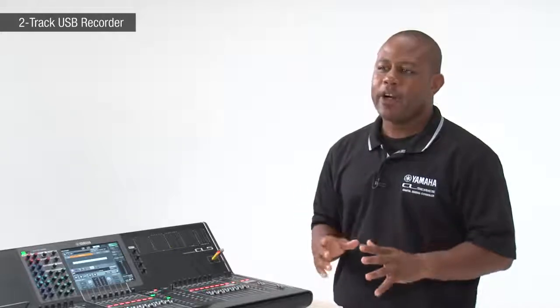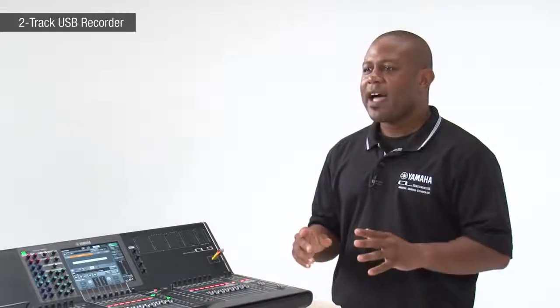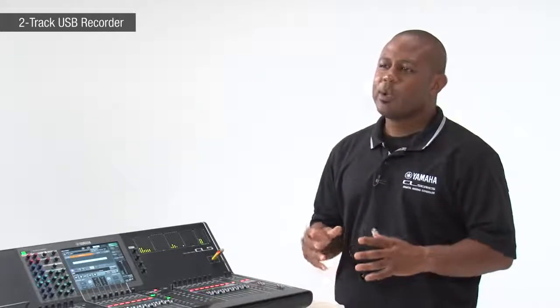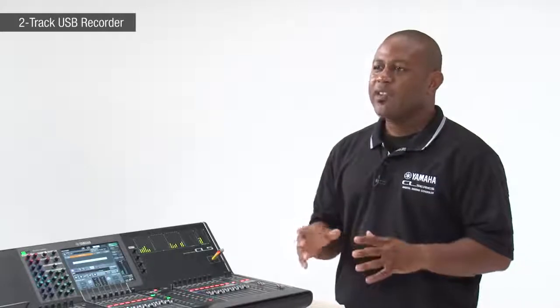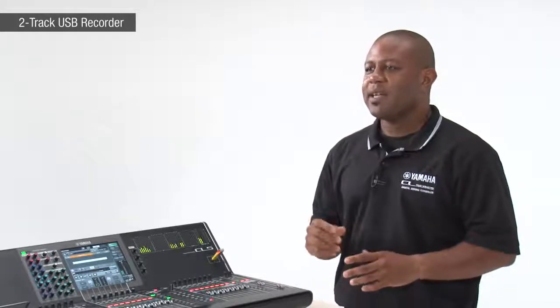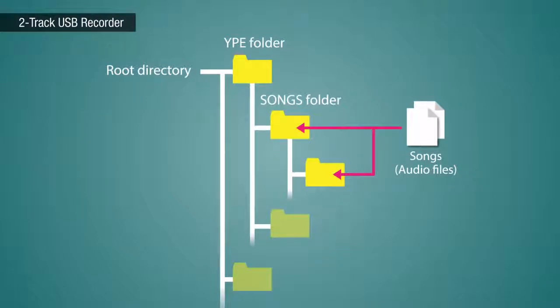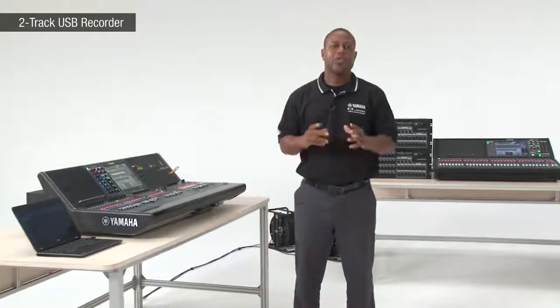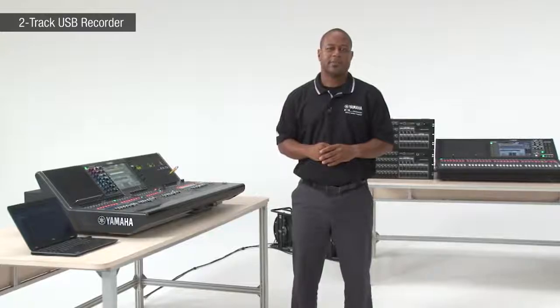If you wish to play back audio from your USB memory stick, you can do that as well. The files should be either an MP3, AAC, or WMA file. Any of those files that you wish to play back need to be in the proper folder. At the upper level of your USB stick, you should have a folder titled YPE. Inside this folder, have another one entitled Songs. Let's take a look at how we set up our 2-track USB record and 2-track USB playback devices.